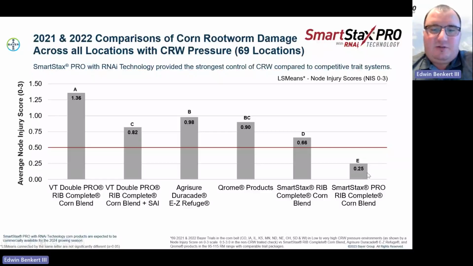And the other thing I point out is, SmartStax Pro is providing very good performance and very good protection, but it's not perfect, right? It's not zero. We're still seeing some injury at these locations in this data set. And so, with SmartStax Pro, it's a very effective tool, right? It has very good protection and performance, but it's not a silver bullet. We still need to be keeping in mind those other management tactics and other tools in the toolbox there.